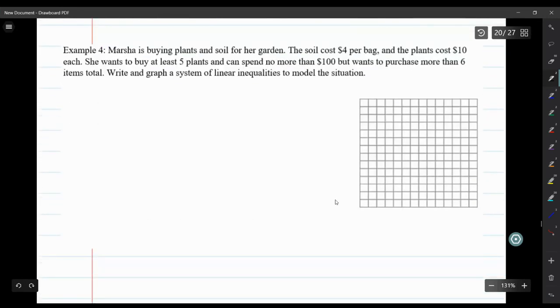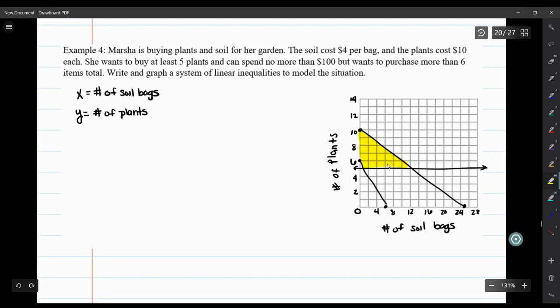So I want you guys to try example 4 on your own. Again, I'm going to give you the variables. That way we know that we're going to keep the same answer. So I'm going to label X the number of soil bags. And we're going to name Y the number of plants she buys. See if you can come up with this graph on the right. This should be your solution to this problem. And that is graphing applications of linear inequalities.